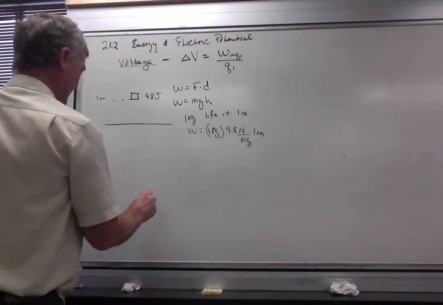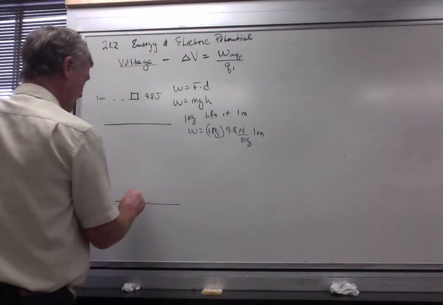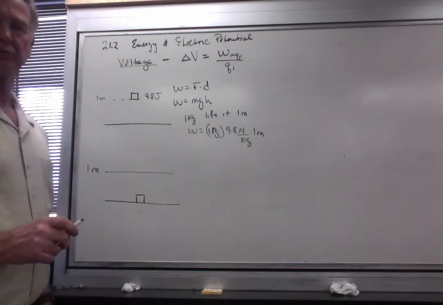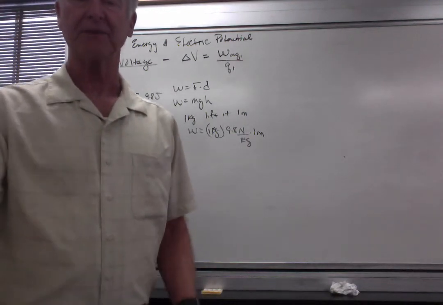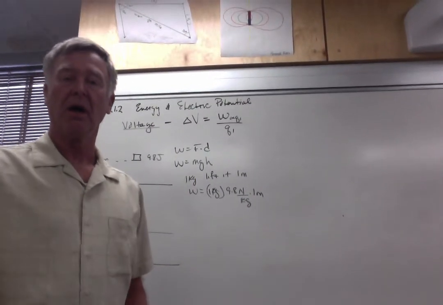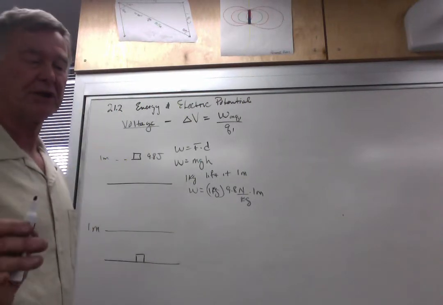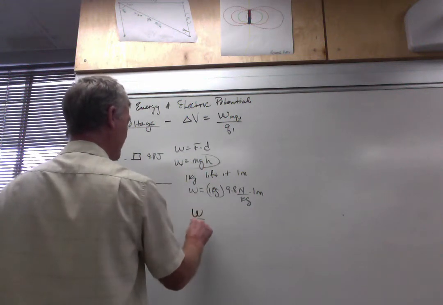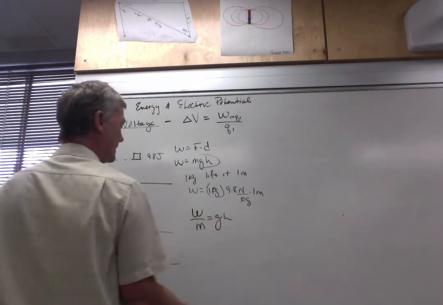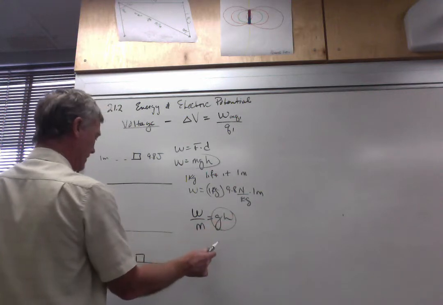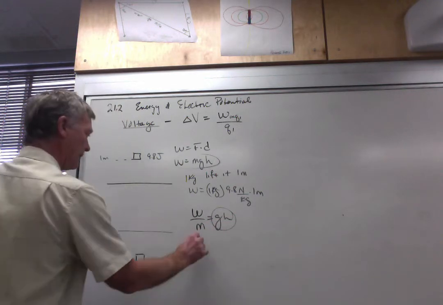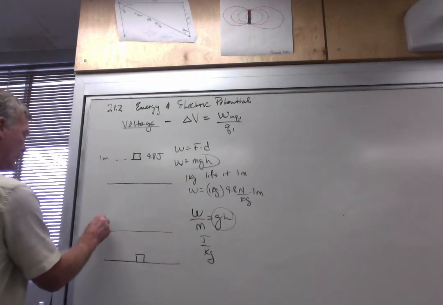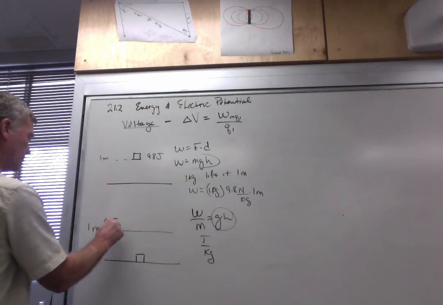So let's say that we had an object here and we lifted it up 1 meter. And I asked, how much work did we do on that? The answer would be, how would I know? I don't know what the weight of the object is, but what I could do is take this equation and say work divided by mass is equal to gh. Notice that this depends just on gravity and height. So the units here would be joules per kilogram. And at 1 meter, we are at 9.8 joules per kilogram.